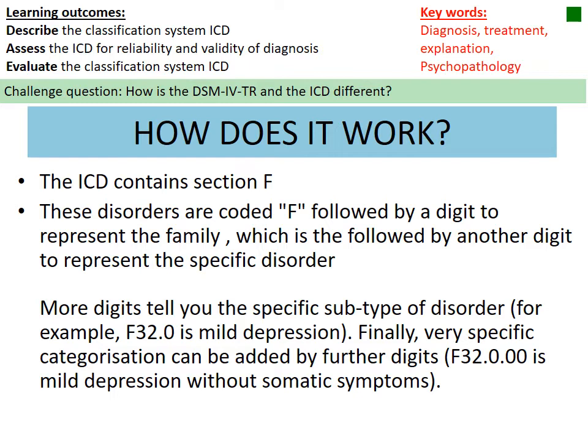The more digits tell you how specific the subtype of the disorder is. So, for example, F32.0 is mild depression. Finally, very specific categories can be added by further digits. So F32.0.00 is mild depression without somatic symptoms. The clinician can use the system to guide the diagnosis through a clinical interview with the patient. So, first identify that the client has a mood disorder, then what type, then what subtype, etc.